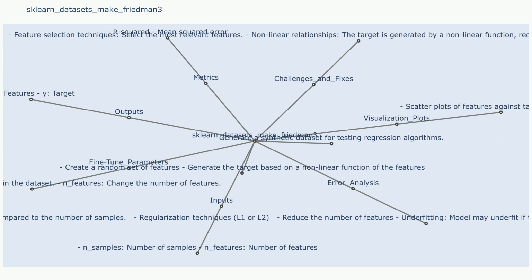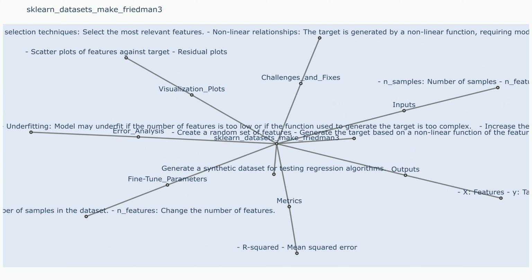Mean squared error (MSE) is another widely used metric for regression models. It calculates the average squared difference between the predicted values and the actual values. A lower MSE implies a more accurate model.